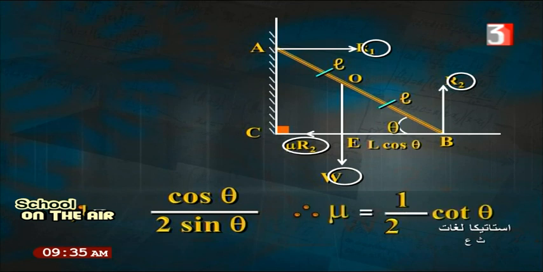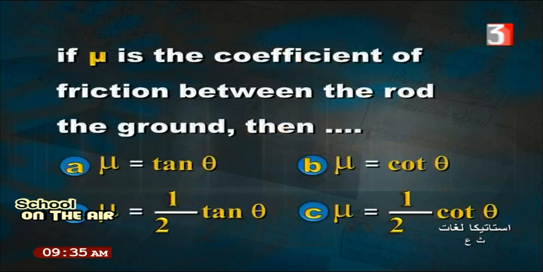This example is very important. Mu, the static friction coefficient, equals 1 over 2 cotangent theta. Why? Because cotangent equals cosine over sine. Then mu equals half cotangent theta. The correct answer is number C, mu equals half cotangent theta.